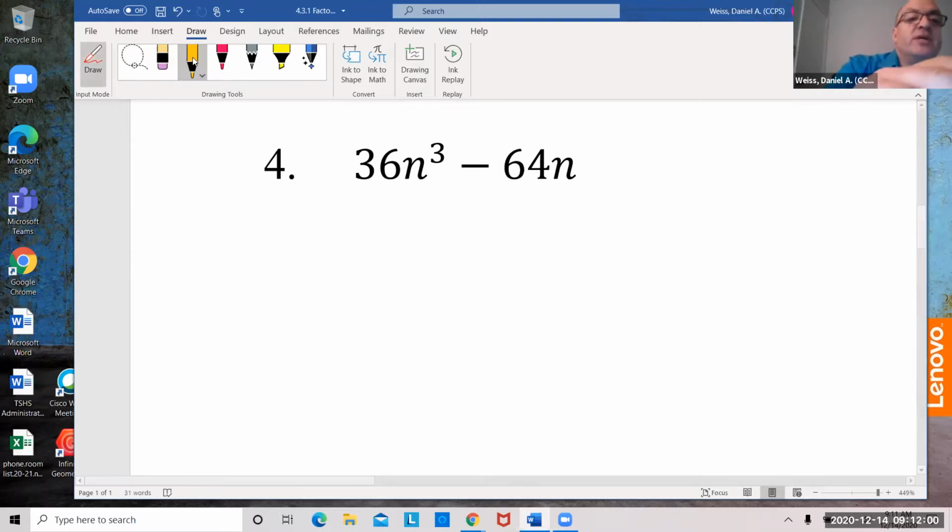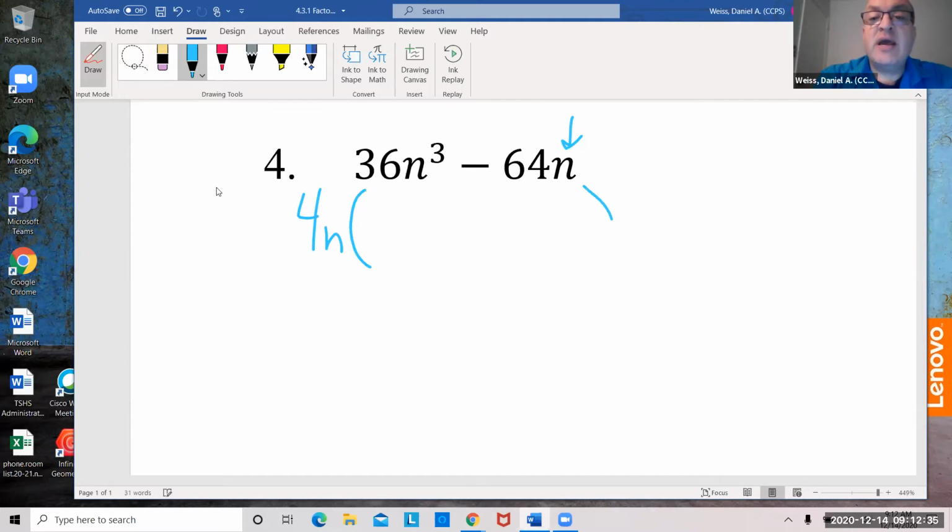Now, what's common to both terms here? Well, you might think 2 is common to both terms. That's true, but is there a higher number? Yes. Now, last period, someone said 6. Well, 6 goes into 36, but it doesn't go into 64. 4 goes into both numbers. And how many n's are common? Just 1. There's only one n here, so 1 n is common. So I'm going to write 4n. I'm pulling out 4n. What's left in the first term? I take out 4, I'm left with 9. How many n's? N squared minus. I take out 4 from the second term. What's left? 16. And I took out the n already.